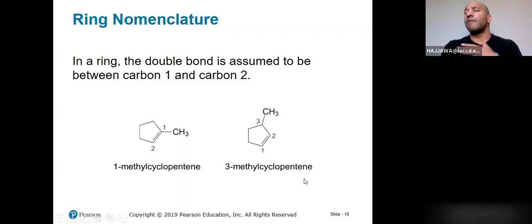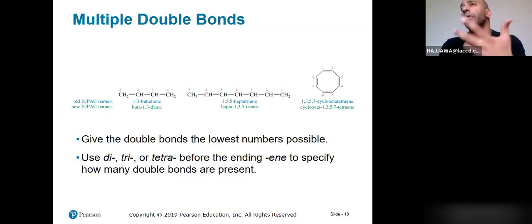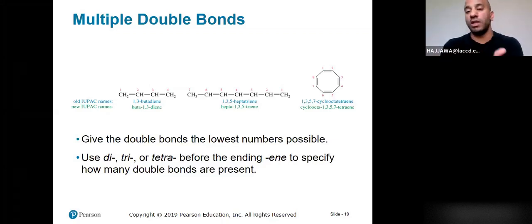So again, that's different from the straight chain. Straight chain, you will have to indicate the position of the alkene unit regardless, even if it's number 1. But in the cyclic, you do not indicate the position of it, unless there is a functional group that overrides the alkene, and we'll see that in a second.